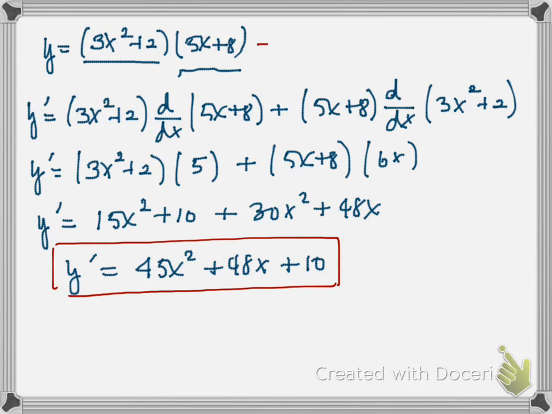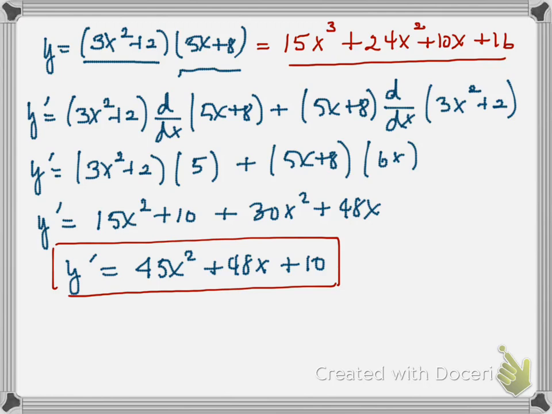But you certainly could have taken the time to multiply this out, and if you did, using FOIL, you would end up with 15x cubed plus 24x squared, let's go back, 15x cubed plus 24x squared plus 10x plus 16. And if you take the derivative of this, one term at a time, you end up with the answer that we have down here in the box.